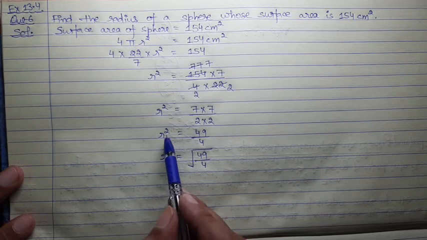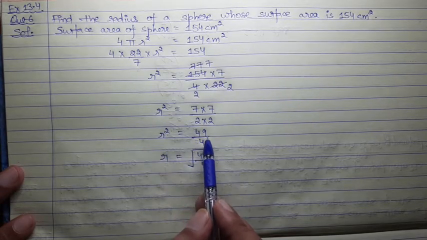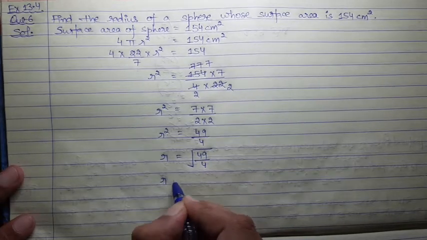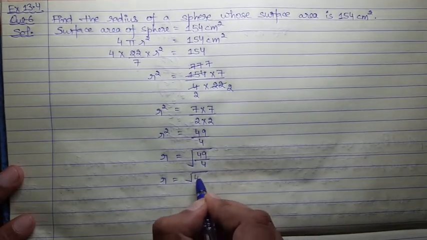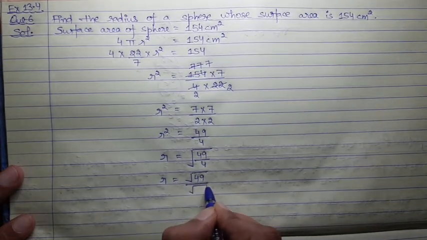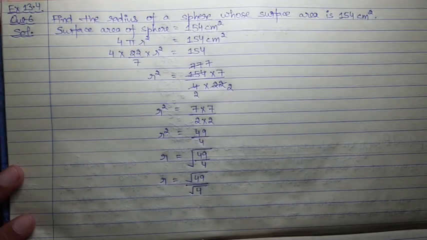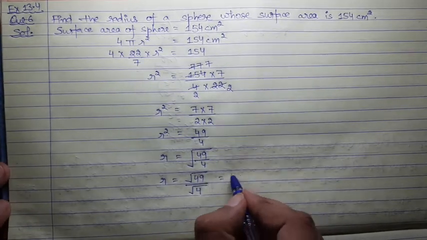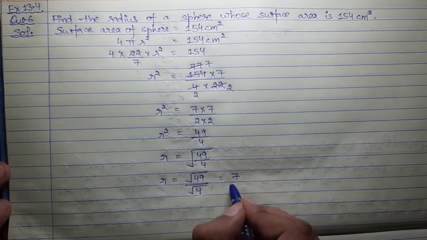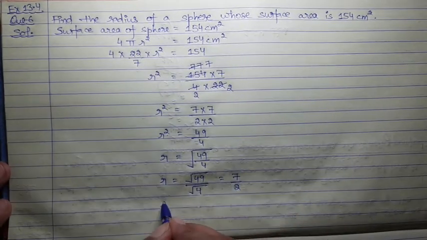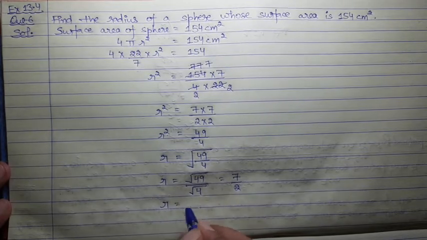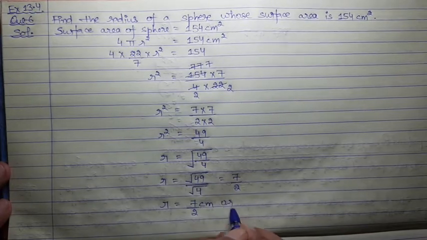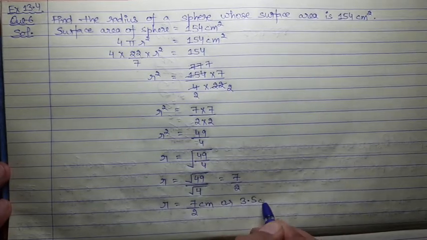Students, when the square is transposed to the right hand side, it becomes a square root. R is equal to square root 49 over square root 4 by the law of exponents, which is equal to, square root of 49 is 7 and square root of 4 is 2. So the required radius is 7 over 2 centimeter or 3.5 centimeter.